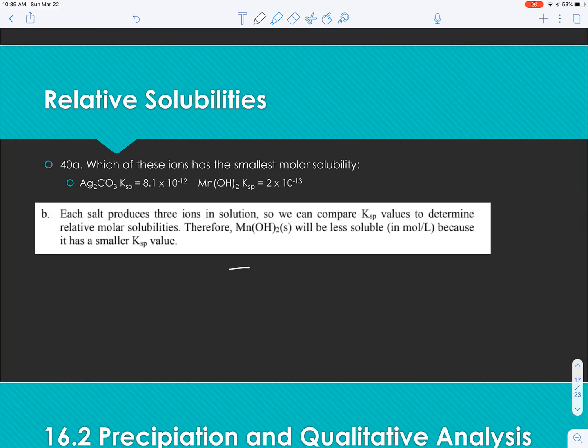You can see their explanation here. For you guys to practice this, I want you to do the sister problem for number 40, which is number 39, parts A and B. And then check your answers, please.